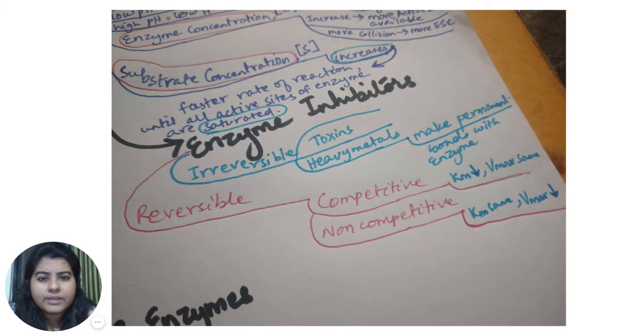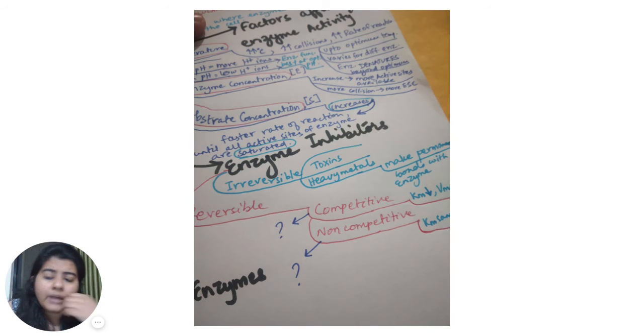Then I thought we should add some important points about two types of inhibition, reversible and irreversible. I remembered that toxins and heavy metals make permanent bonds with the active sites or allosteric sites of the enzyme, and they affect the 3D structure of the enzyme. Whereas some reversible type of inhibition is done by competitive inhibitors and non-competitive inhibitors. I remembered how the graph looks, so I wrote how Km value and Vmax value get affected with these two types of inhibitors.